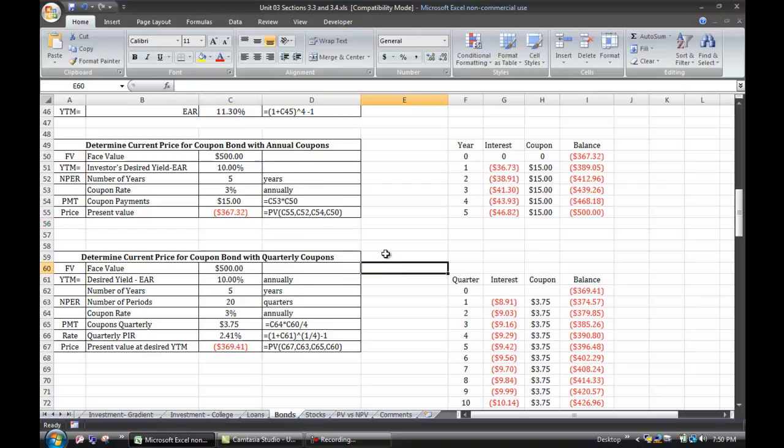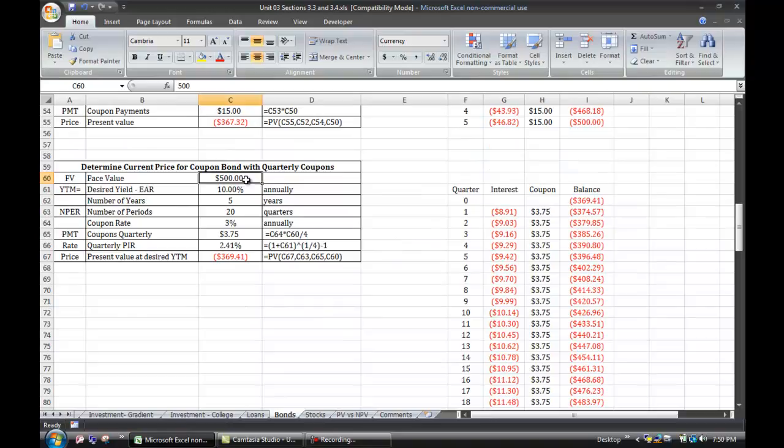You can do the same thing with quarterly coupons. Again, a $500 bond, 10%, all this is the same as above. But now the coupon is quarterly, so we divide by 4. Determine the quarterly periodic interest rate, the PIR. Again, it's quarterly, so it's a little bit different. We take the 10% up here, which is in C61, 1 plus C61 to the 1/4 power minus 1, and you can get the periodic interest rate.